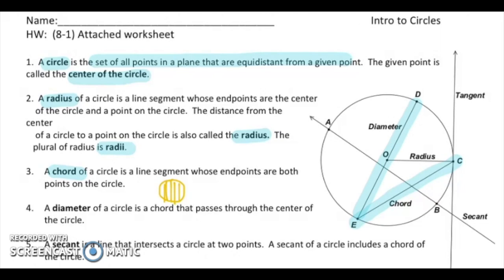Now this is another example of a chord. This is a special one though, because it happens to go through the center. So this is a diameter. That's a chord that passes through the center of the circle.